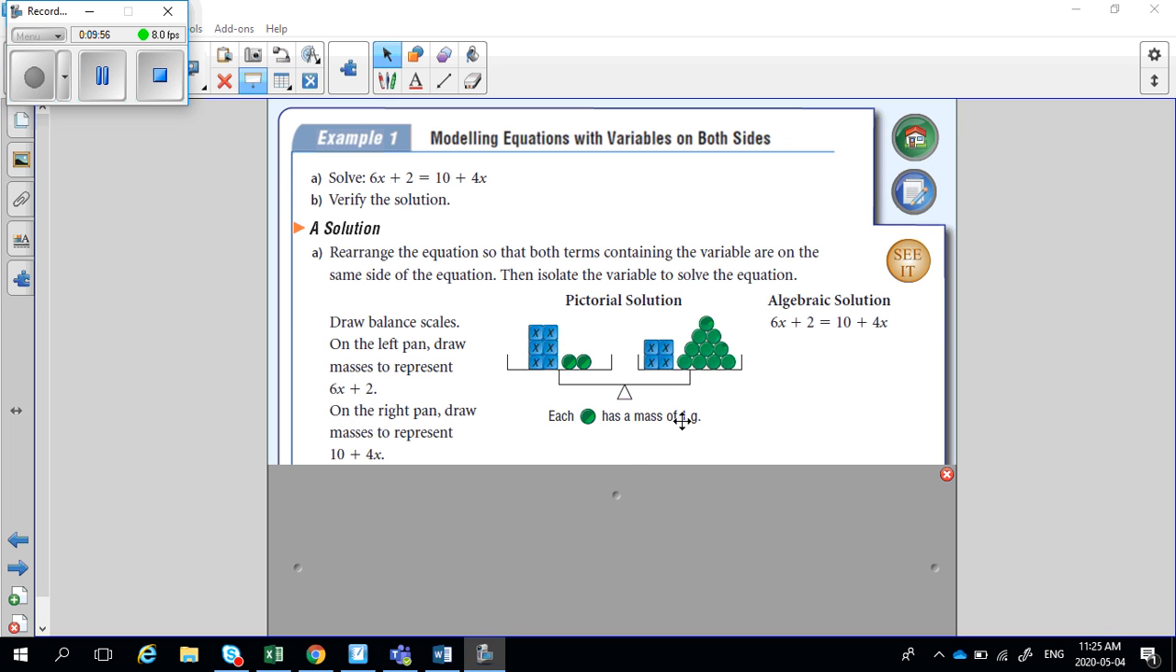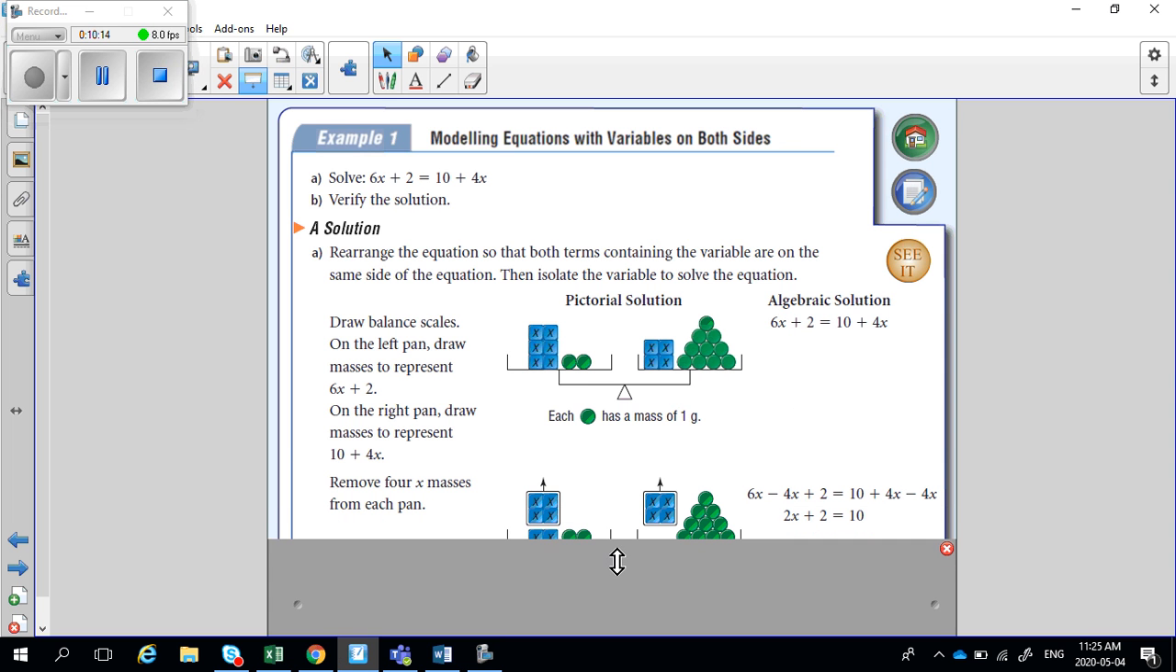So let's take a look. If we drew our little picture, which they've done here, we wrote 1, 2, 3, 4, 5, 6 X's and 2 greens. And then on the other side, we have 4 X's and 10 greens, right? 4 X's and 10 ones. So there's our balance. So what are we going to do? We're going to start taking things away from both sides.